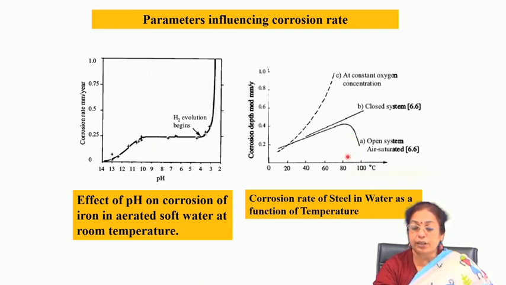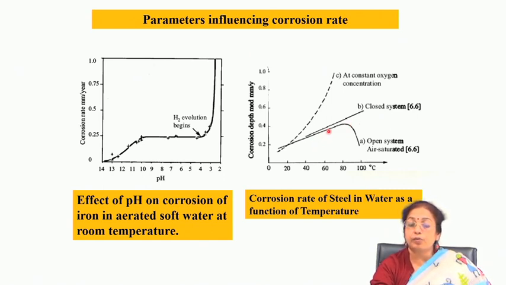This is because at a maximum temperature there is strong oxide layer formation, passive layer formation, which basically protects the surface from corrosion. As a result, as you go on increasing the temperature, you will find that there is a decrease in corrosion rate. On the other hand, in a closed system you will find that it increases.